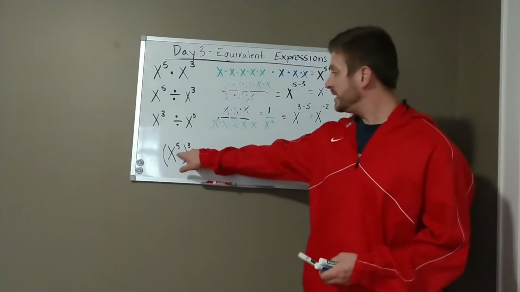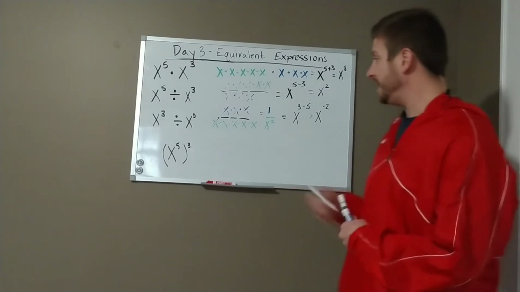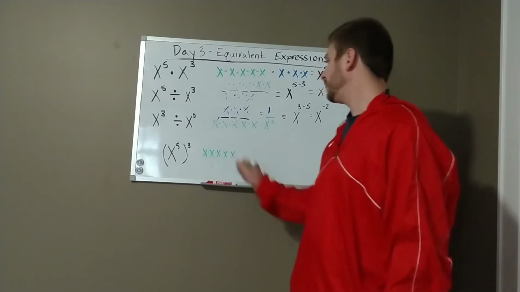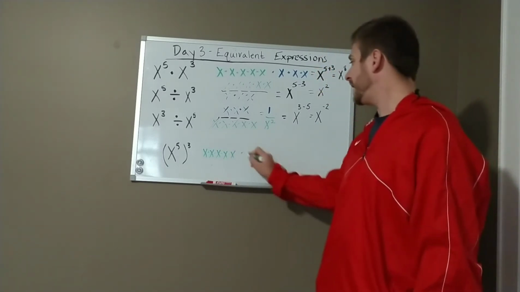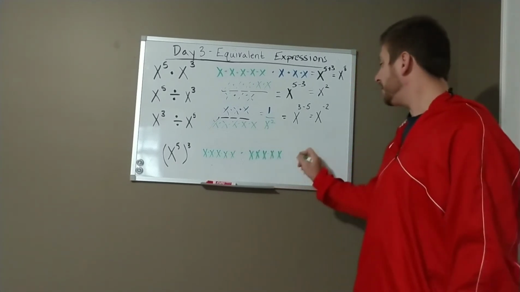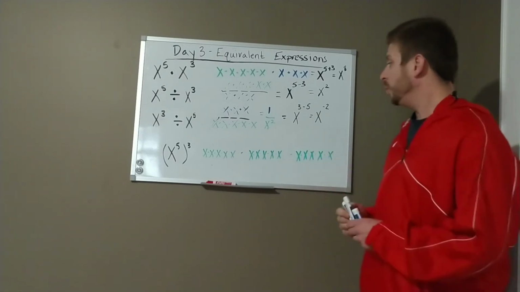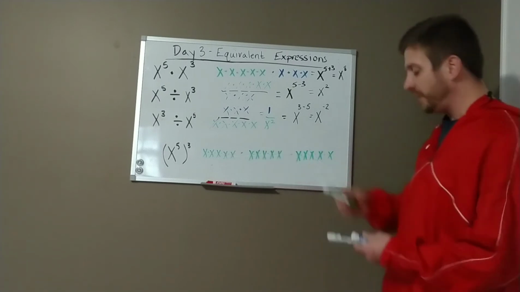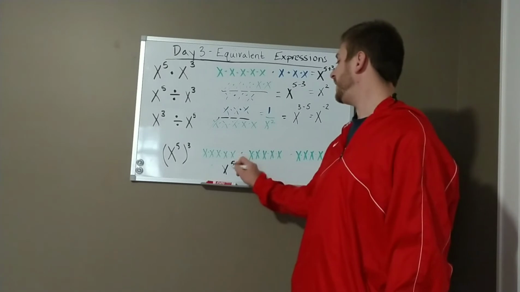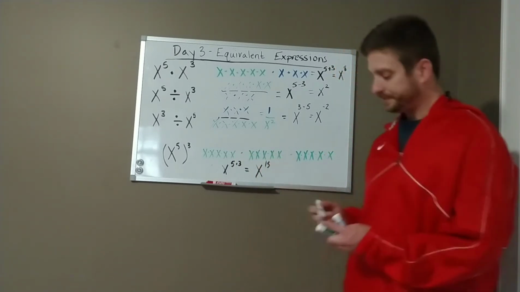And then lastly, if we take a power and we raise it to a power, this is the same thing as saying x to the fifth, 3 times over, times another x to the fifth, times another x to the fifth, which gives us in total 5, 10, 15. So when we raise a power to a power, that's going to be x to the 5 times 3 power, which is x to the 15th.